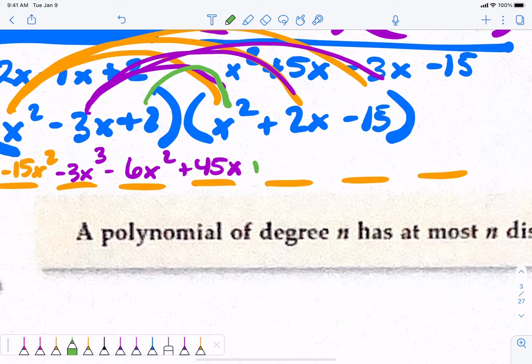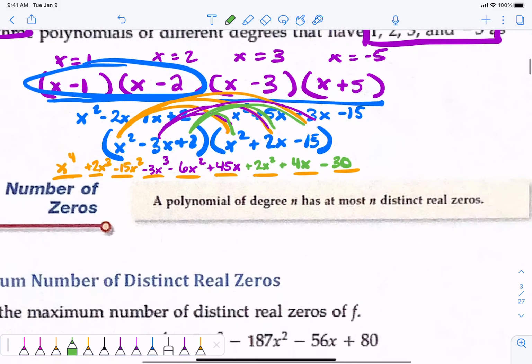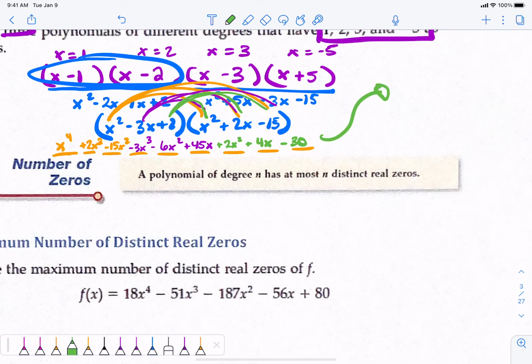2 times x squared. Guys, come on. We're almost done. 2 times 2x is 4x and 2 times negative 15 is minus 30. There we go. Last thing, let's put stuff together.